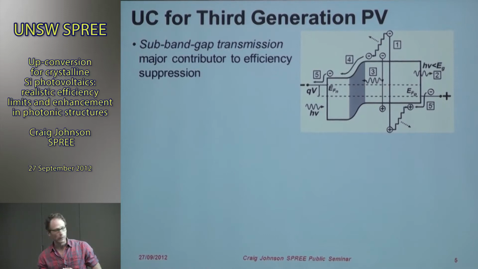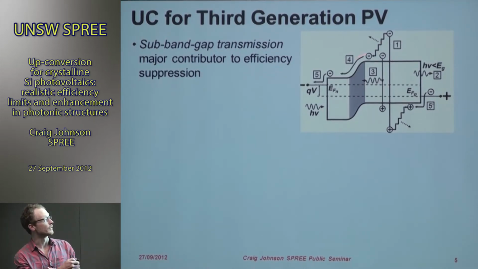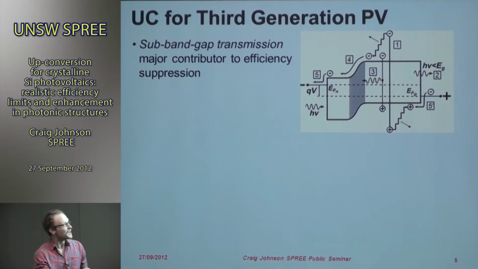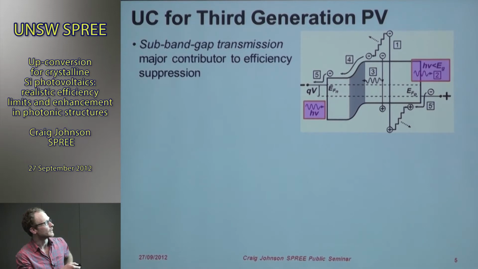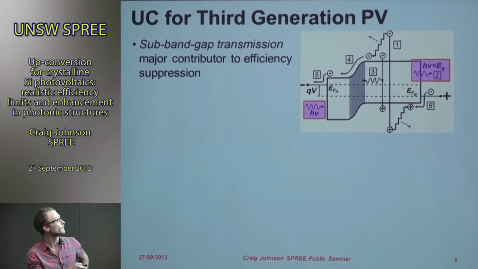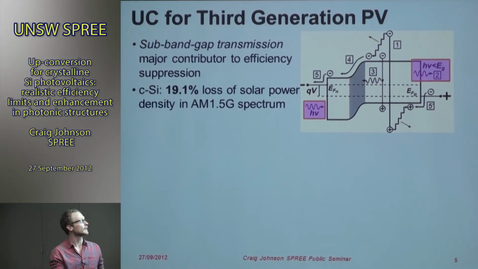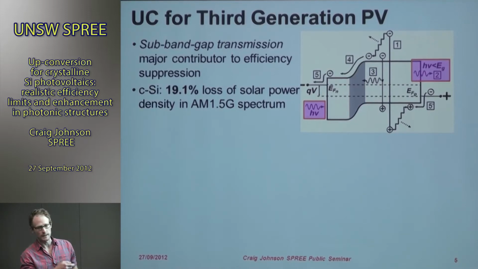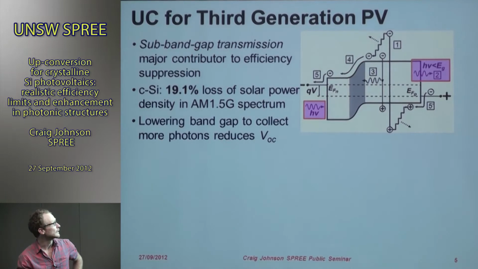The fact that I'm in third generation means that I'm contractually obliged to show this figure. But you may recognize that it outlines all the loss mechanisms in a conventional device. The one I'm really interested in looking at is this one here, the transmission through the solar cell of portions of the solar spectrum. For crystalline silicon, this sub-bandgap transmission corresponds to a loss of 19.1% of the incident power density. So it'd be great to be able to reclaim that somehow.